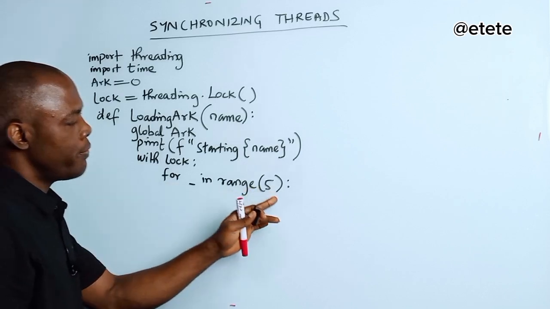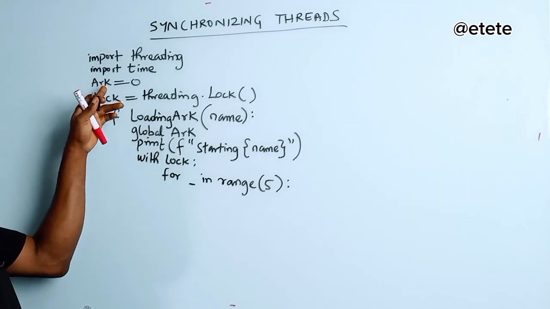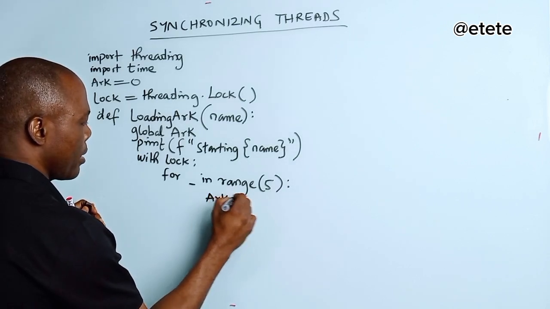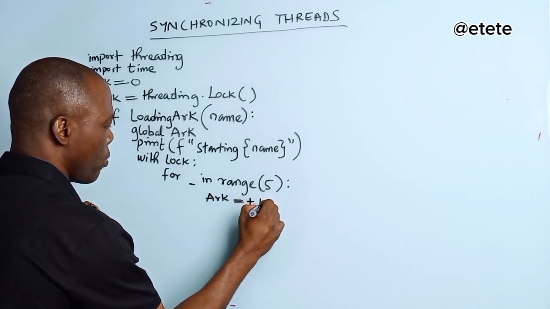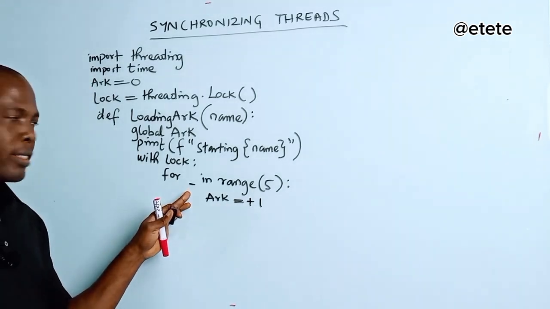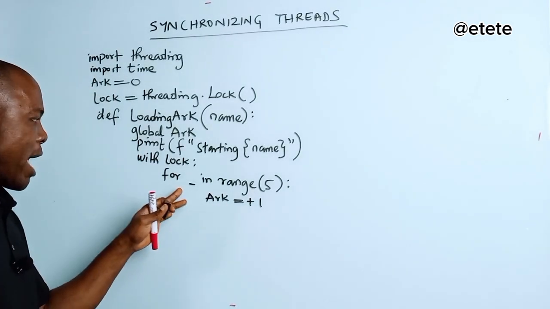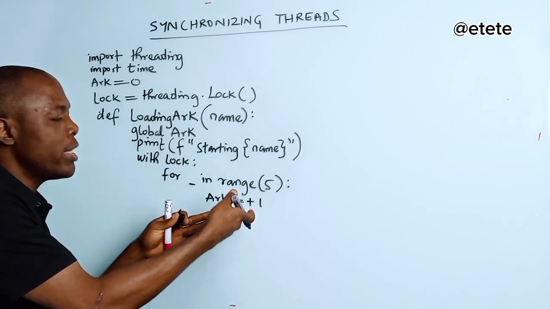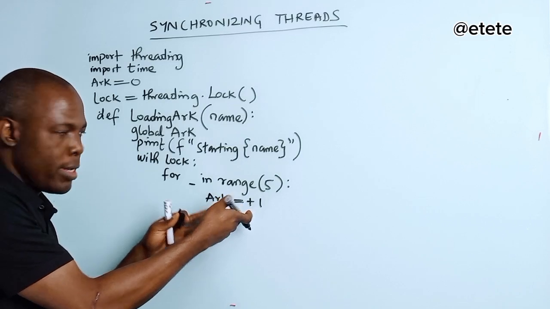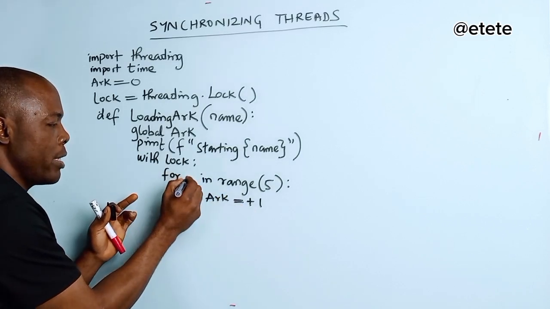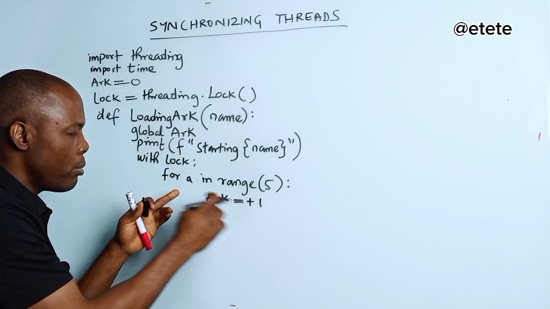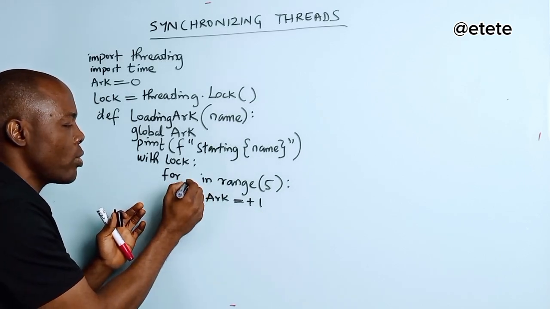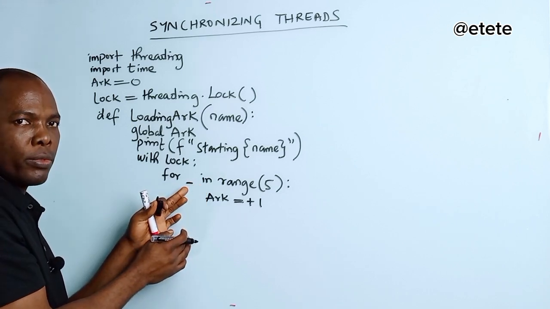For underscore in range 5, go in and increment this. So what we will just do is ark plus 1. In this place, I'm using a for loop. I could have used a variable instead of this underscore if I were going to use that variable inside my loop. I can change this place to A, for A in range 5. But since I'm not going to use this A inside the loop at all, that is why I'm using underscore. It's just a variable.